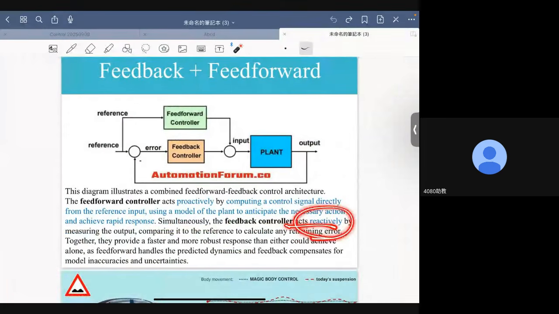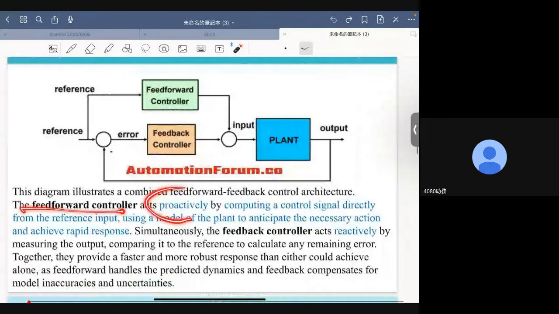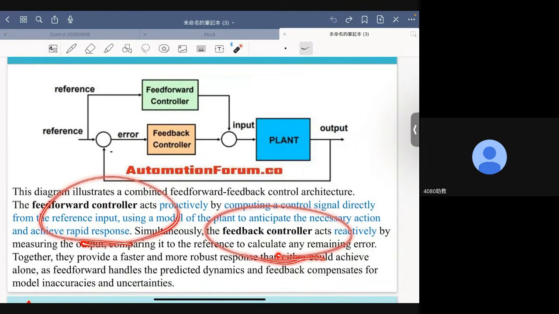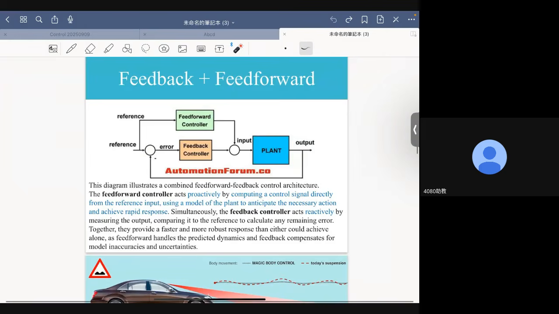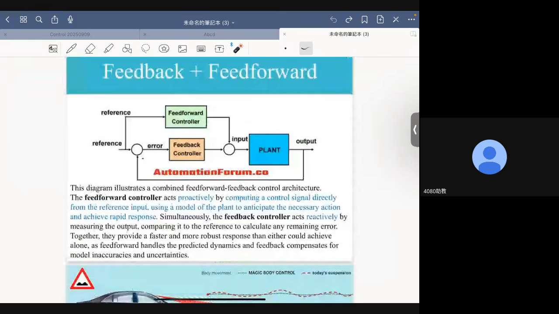acts reactively. So feedback acts reactively. This, in some sense, is passive. This is, by contrast, active. Passive, active. Why is it passive? Because it's based on error. Okay, error is something given by the system. And so based on the output error, I have to passively do something about it. Okay, and feed-forward control is that I anticipate there will be some error.